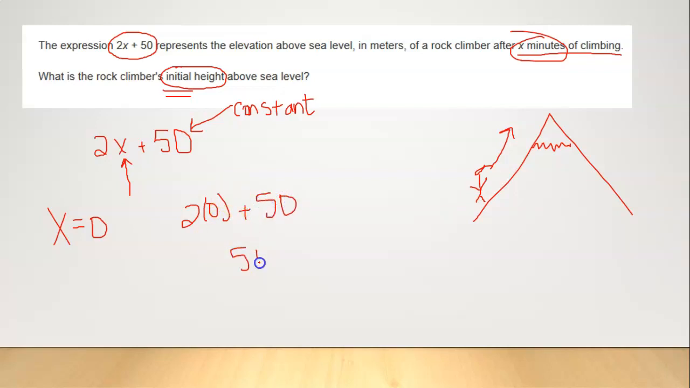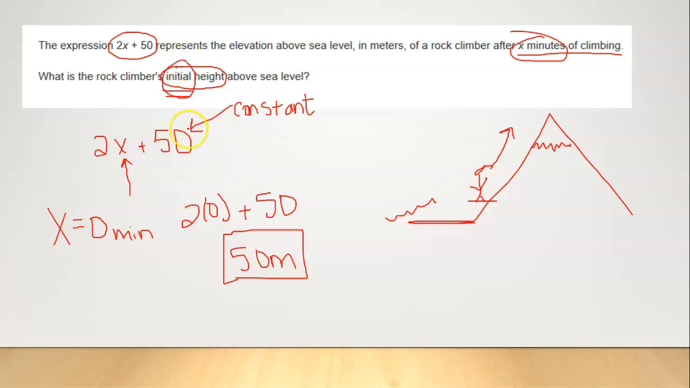And it is 50 meters. Remember, it said it was in meters. So we are 50 meters above sea level at the beginning. So maybe there's like a ledge here, you know, and the sea is down here. So we're already 50 meters above sea level when we've just begun. So you can certainly plug in 0 minutes for x because that gives the initial height.